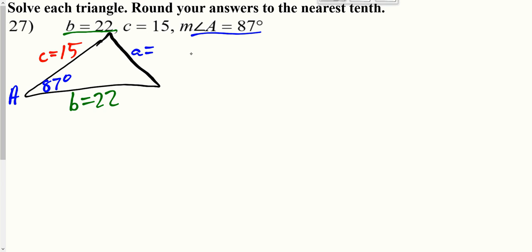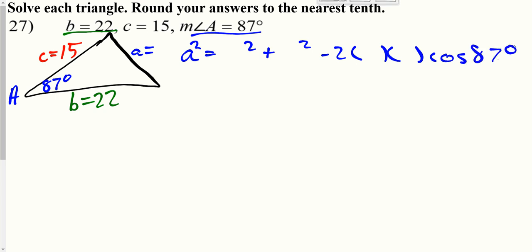So I'm going to go ahead and try to find the side opposite my angle. So I'll go a squared is equal to my adjacent squared plus adjacent squared minus 2 times adjacent times adjacent times cosine of the only angle I have. And so I'm going to go ahead and put my one adjacent side here and here. My other adjacent side, nope, I did that backwards. Wrong color. There we go. 22, 22, and then put my other adjacent side here and here.